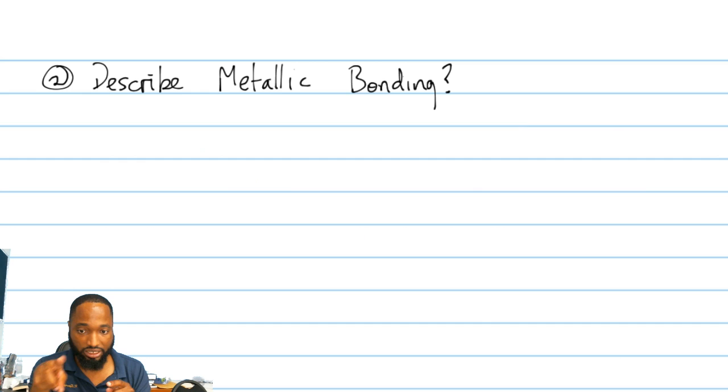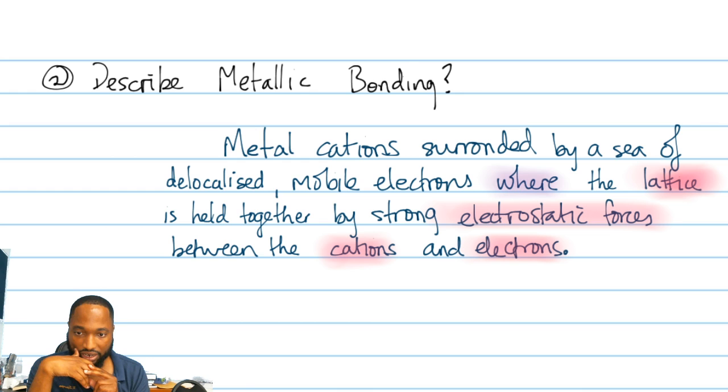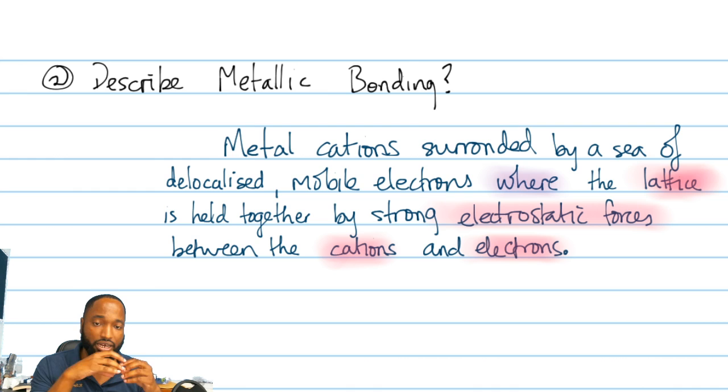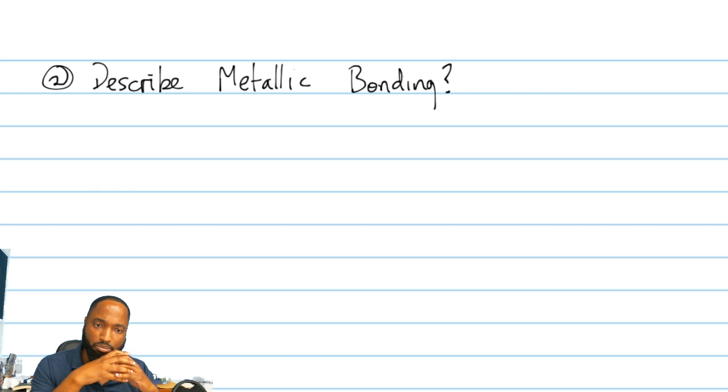Describe metallic bonding. Metal cations surrounded by a sea of delocalized mobile electrons, where the lattice is held together by strong electrostatic forces of attraction between the cations and electrons.